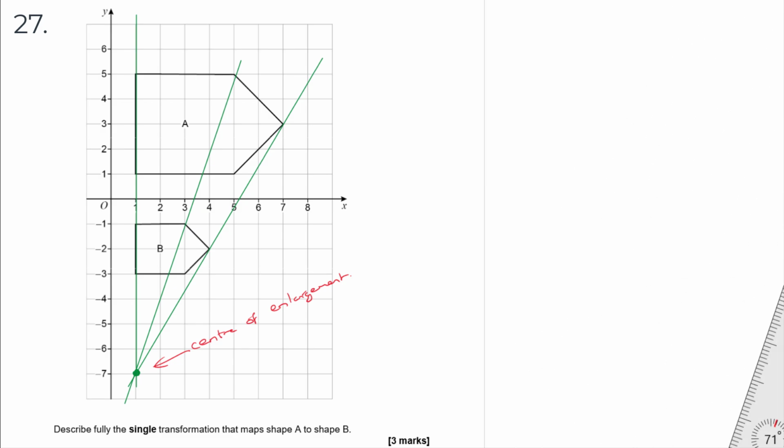Now, to describe a transformation of this type, an enlargement, I need to know three things. It tells you here the number of marks, how many things you need to say in order to get it. Right, so to get all those 3 marks, the first thing I need to say is the type of transformation it is. It's an enlargement, so that is worth 1 mark by itself. And then the next thing would be to mention where the center is. So where is the center? The center is that point down there. It's (1, -7), isn't it? So it's centered at (1, -7).